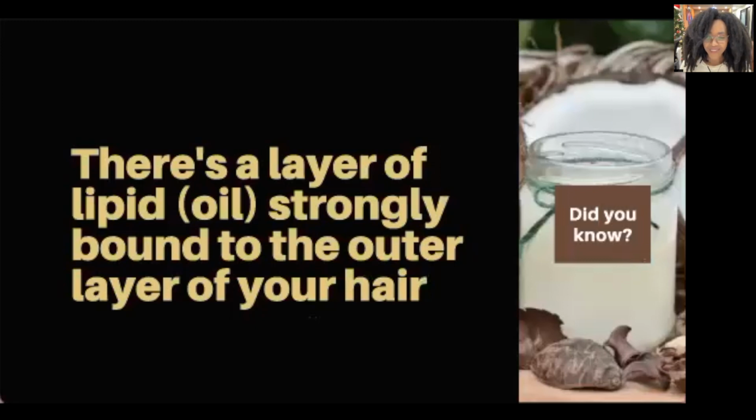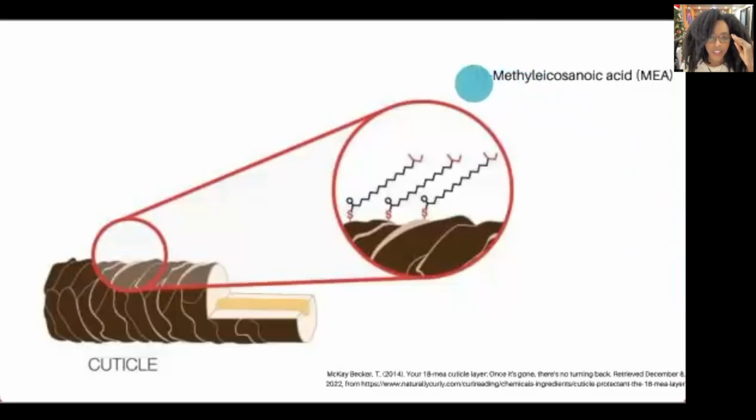But in addition to your sebum, did you know that there is a layer of lipids, aka oil, that is strongly bound to the outer layer of your hair? So it just rolls off the tongue. 18-methyl eicosanoic acid, also known as 18-MEA, is a fatty layer which is hydrophobic. So that means it repels water, and it is bound to your hair's cuticle. So you have a layer basically of oil that is strongly stuck to the outer layer of your hair, and it protects your hair and prevents your hair from absorbing too much water.